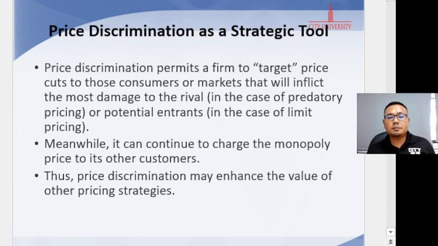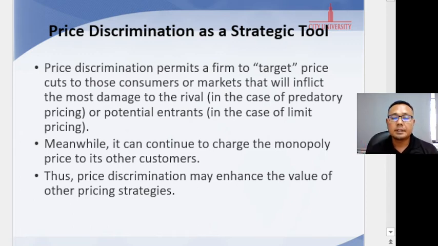So the profitability of predatory pricing, limit pricing, and raising rival's costs depends on the relative benefit and cost of such strategies. The relative attractiveness of these tactics is enhanced when the operator can effectively price discriminate among its various customers. Recall that price discrimination, as we discussed in the previous chapter, is the practice of charging different customers different prices for the same product.